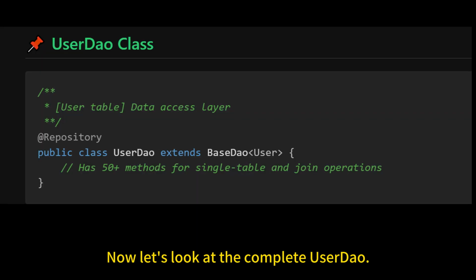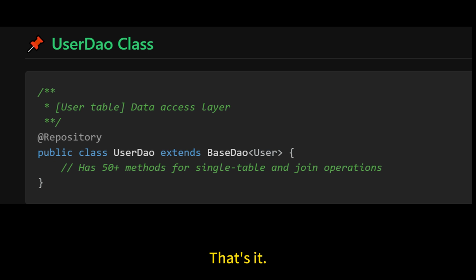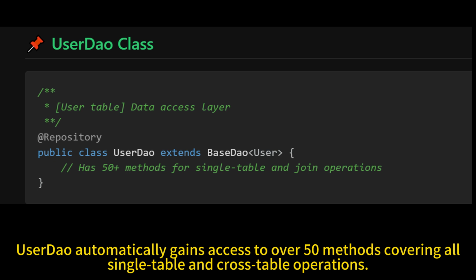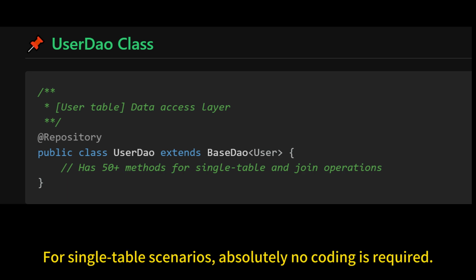Now, let's look at the complete UserDao. It's an empty class that extends BaseDao with the generic type set to User, annotated with Repository so Spring manages it. That's it. With just this single line of inheritance, UserDao automatically gains access to over 50 methods covering all single-table and cross-table operations: save, update, delete, find by ID, list, page, and many more. For single-table scenarios, absolutely no coding is required.